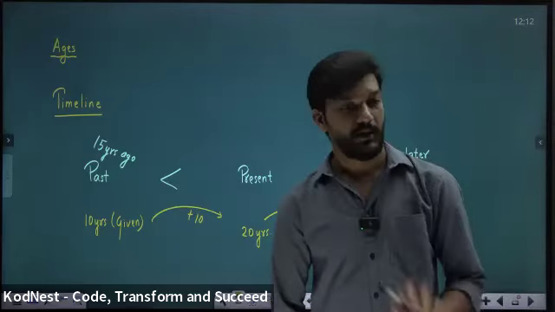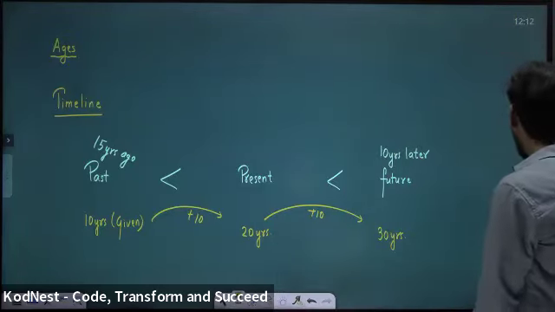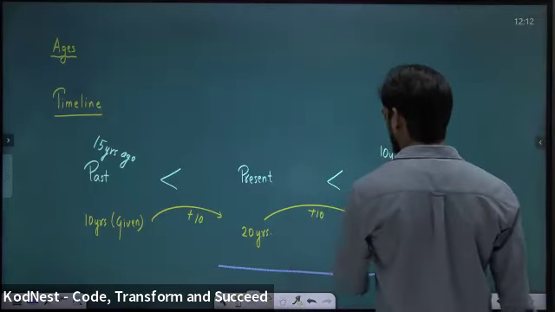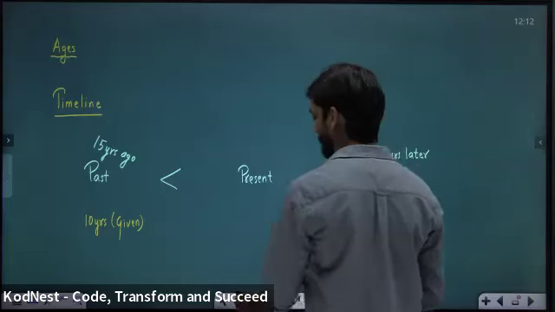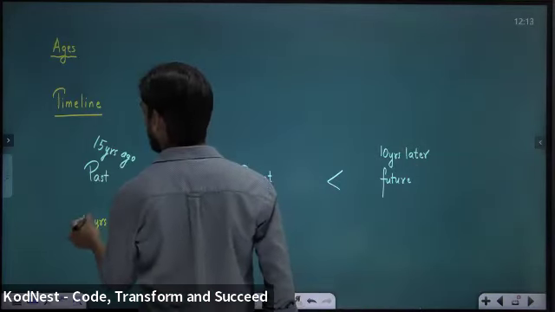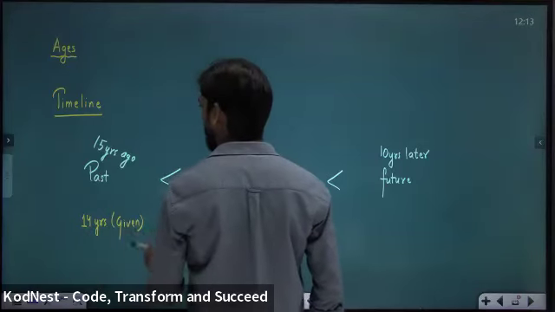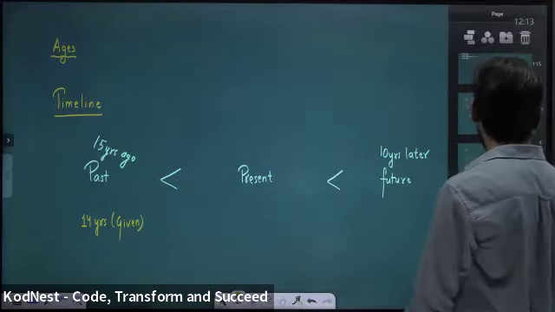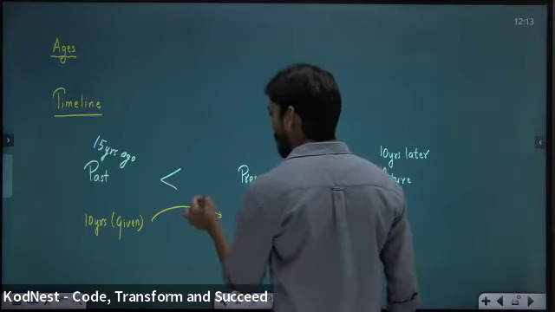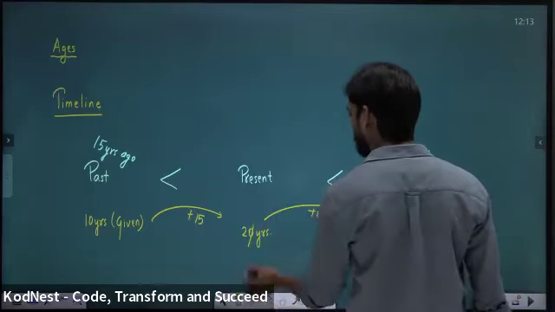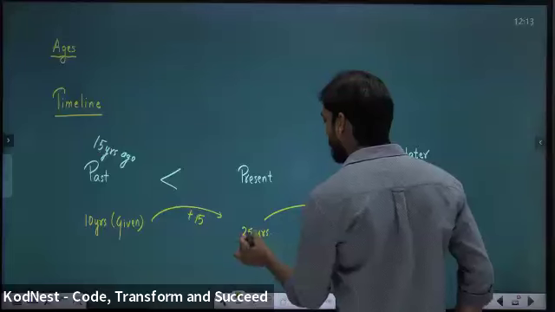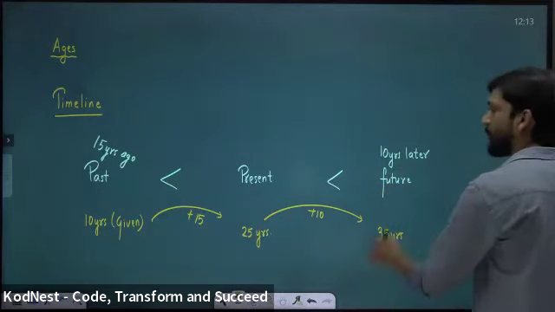All right. Now next. Suppose if I ask you directly this question. Sorry, I've done a mistake there. 15 years it is. Okay, 10 plus 15, 25. 25 plus 10, 35.